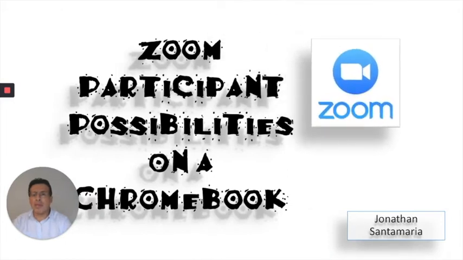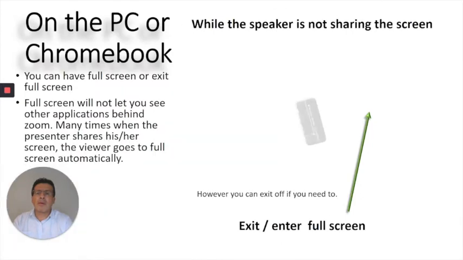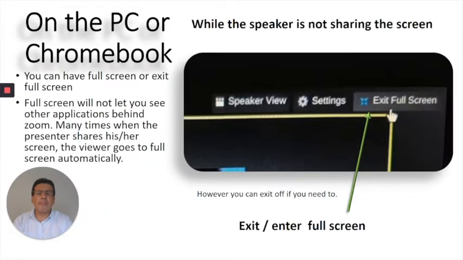Hi everyone, today we are going to explore the possibilities that a participant has during a Zoom meeting using a Chromebook. When you are in a Zoom meeting, on the top right corner, there is a menu. That menu is a little square. That square is exit full screen. Why would you want to exit full screen?